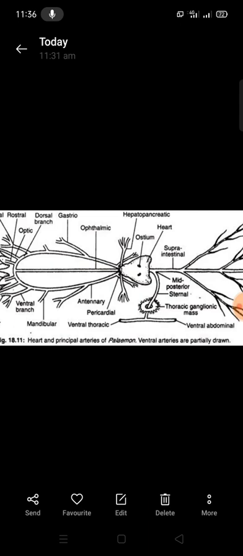And the third one is the heart. The heart is a muscular pumping machine. It is situated in the thorax. It is triangular in shape, with the apex in front and the base behind. The heart is held in position by 3 fibrous tissue strands. The heart is perforated by 5 pairs of slit-like openings called ostia.